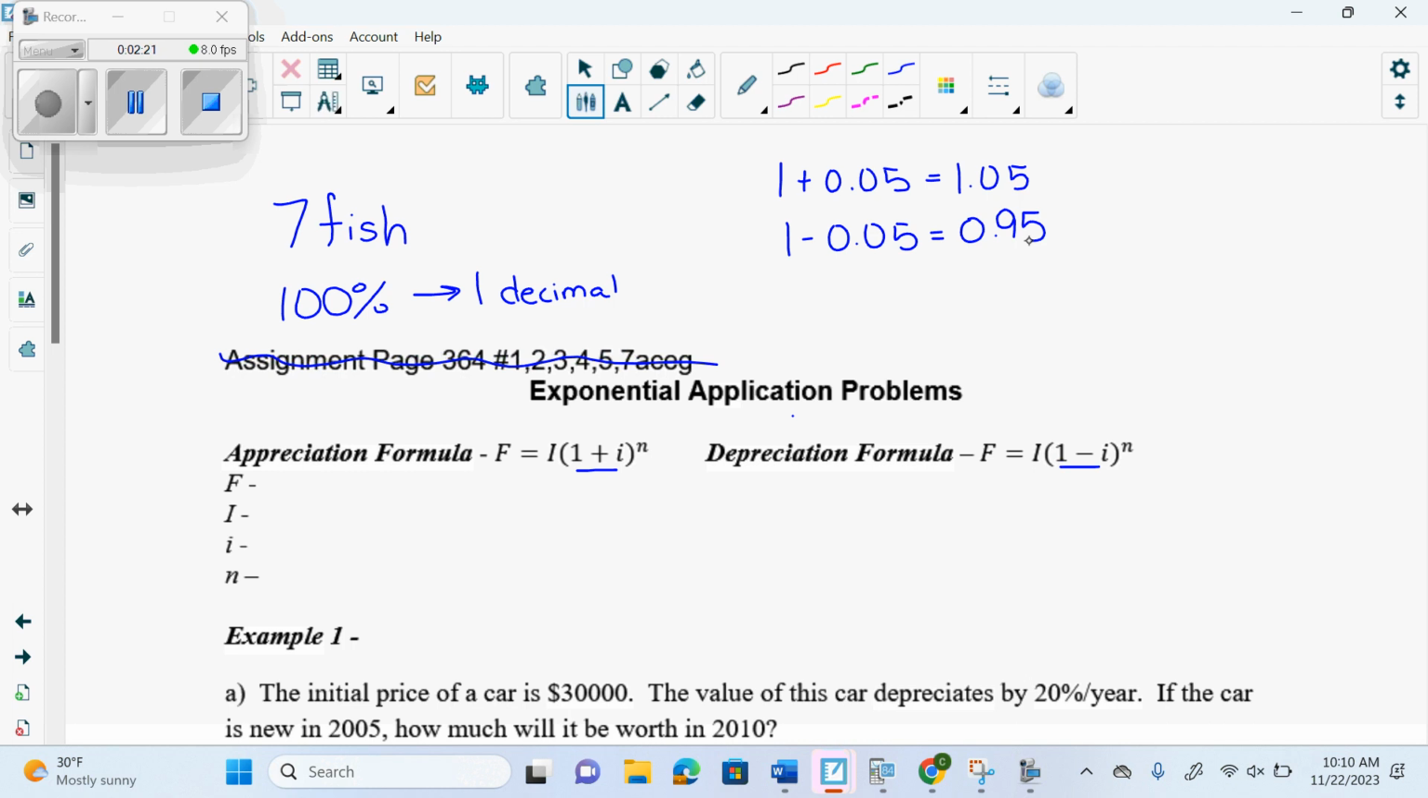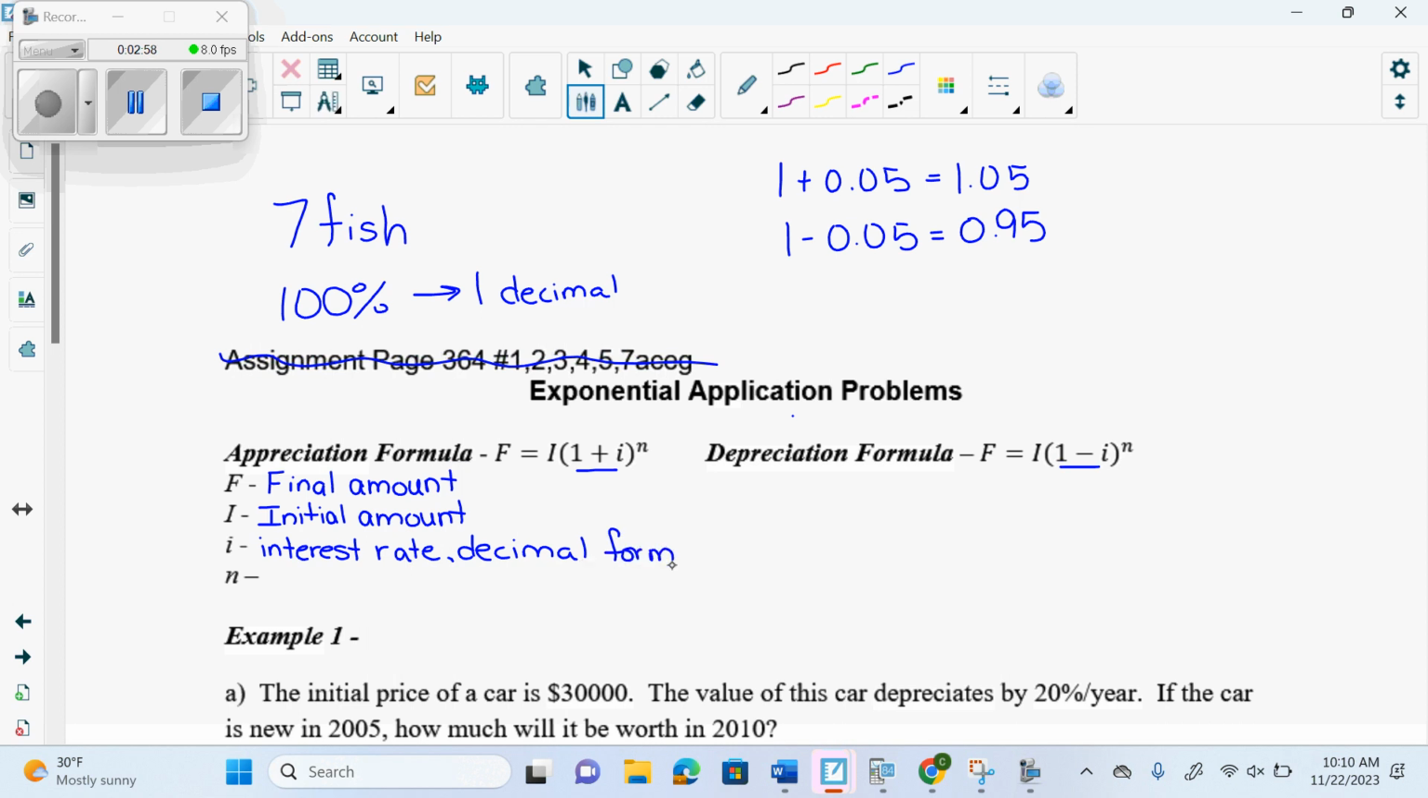F here stands for the final amount. Capital I stands for the initial amount. Little i is the interest rate. But what does it have to be in? In decimal form. Because you're adding it to 1, which is 100% in decimal form.